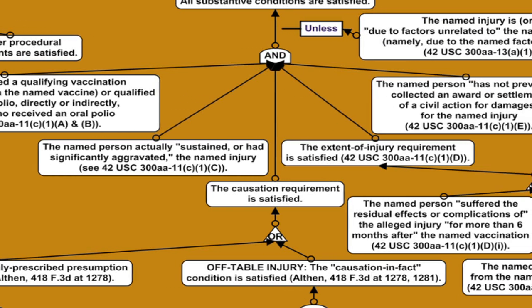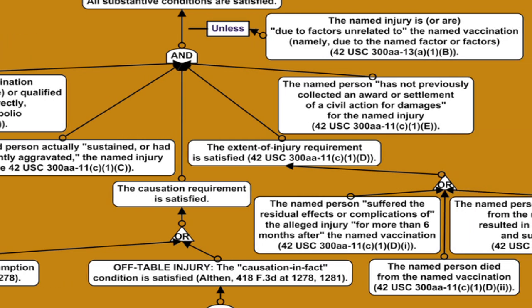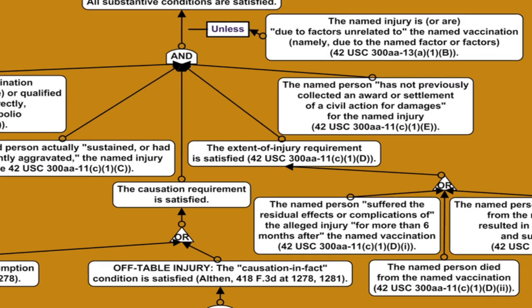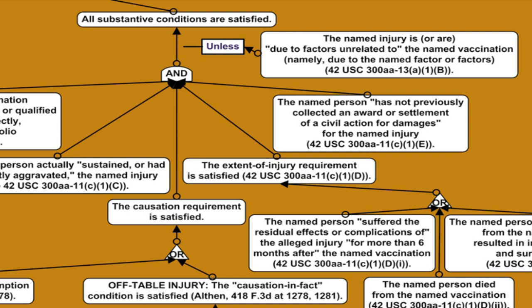Fourth, there is an extent of injury requirement. And finally, the person named in the petition must not have previously collected an award or settlement for the injury alleged. The defeater to this prima facie case is the affirmative defense that the named injury is due to factors unrelated to the vaccination, namely, they were due to some other factor or factors.